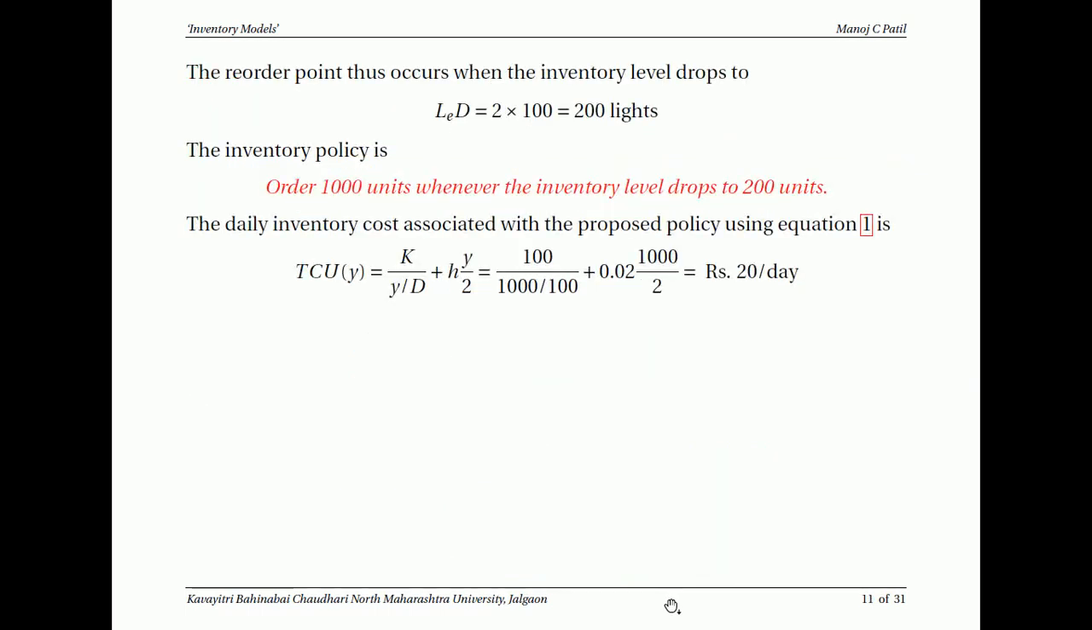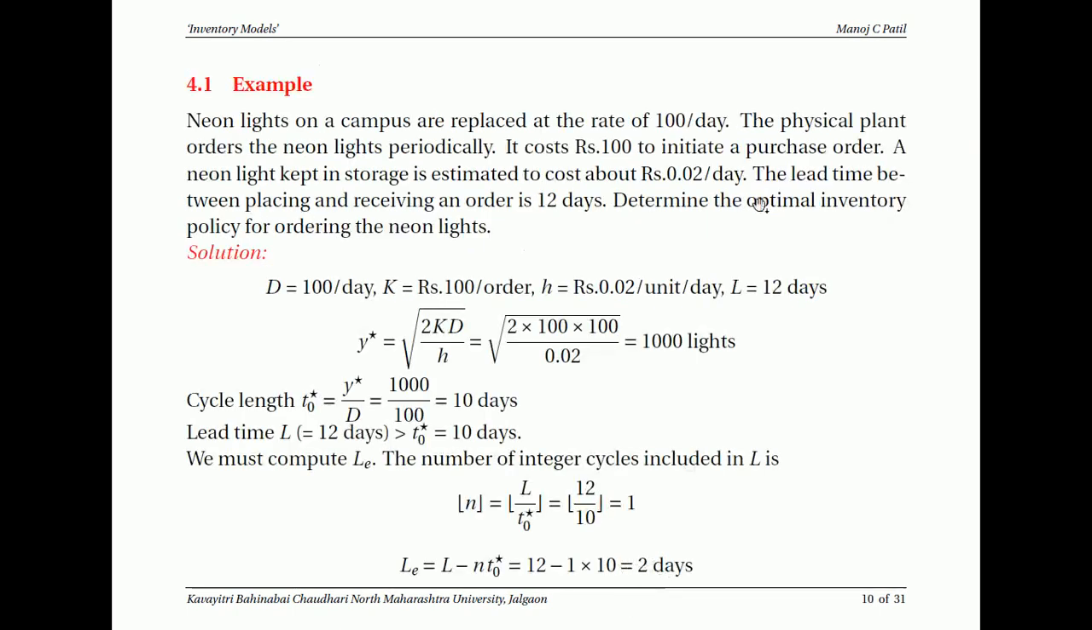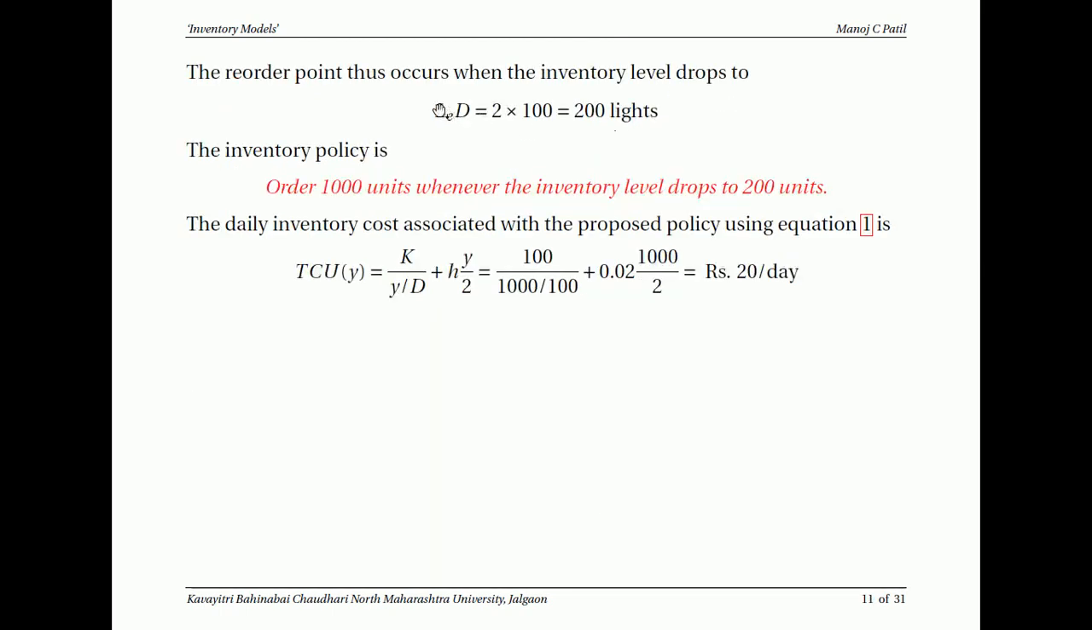So during that lead time of 2 days, per day we need 100 units. So the reorder point is equal to 2 multiplied by 100, that is 200 units.